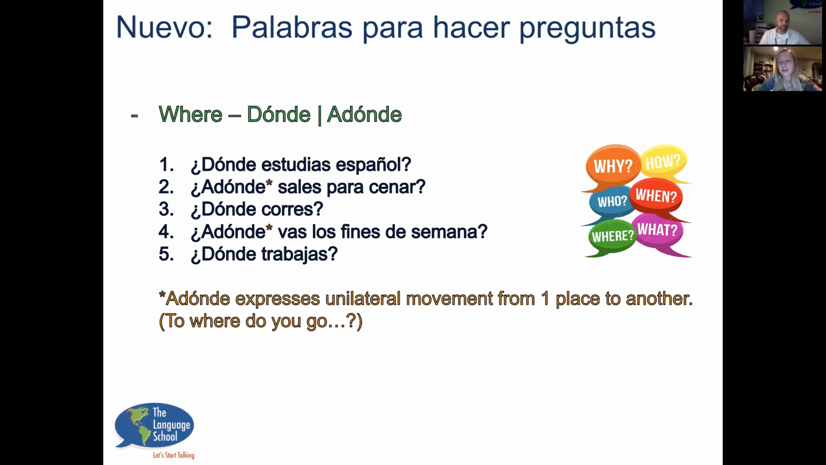Al restaurante. ¿Dónde corres? Yo corro en el parque. ¿A dónde vas los fines de semana? Yo voy a las montañas a veces los fines de semana. Muy bien. ¿Dónde trabajas? Yo trabajo en mi casa.